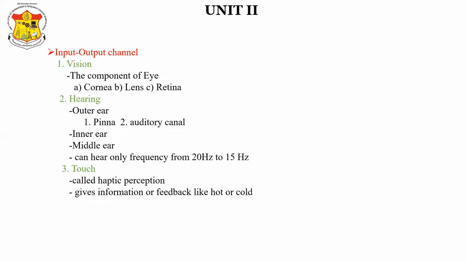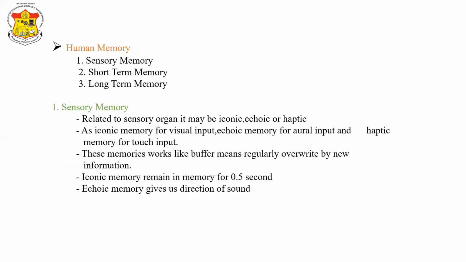So these are the different input output channels, right? Mainly there is vision, hearing and touch, which are used in human computer interaction. The next, human memory. So what is this human memory? Some activities depend on human memory. For interaction design, we must understand the capabilities and limitations of human memory. Generally, humans have three types of memories: sensory memory, short-term memory, and long-term memory.